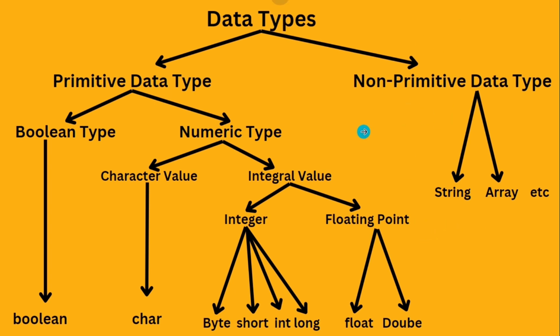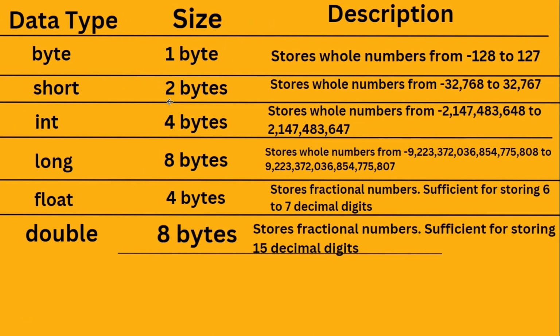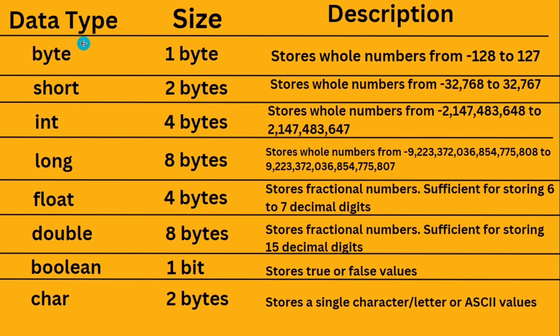So let's look at the size and description of primitive data types. You have the data type byte, which has a size of 1 byte, and the number can go from minus 128 to 127. Then you have short, 2 bytes, which can go from minus 32,768 to 32,767. Then you have int, 4 bytes, which can go from about minus 2 billion to 2 billion. Then you have long, 8 bytes, which stores whole numbers so big that I cannot pronounce it.